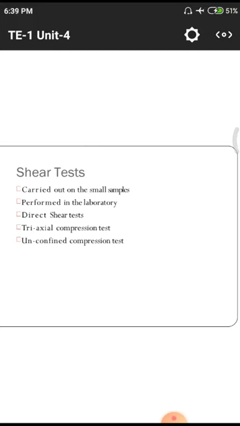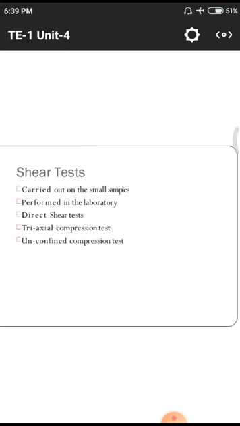The shear tests are the direct shear test, the triaxial compression test, and the unconfined compression test. These are the three variations, that is, the three classifications, in the shear test. We need to choose among them according to the soil classification.